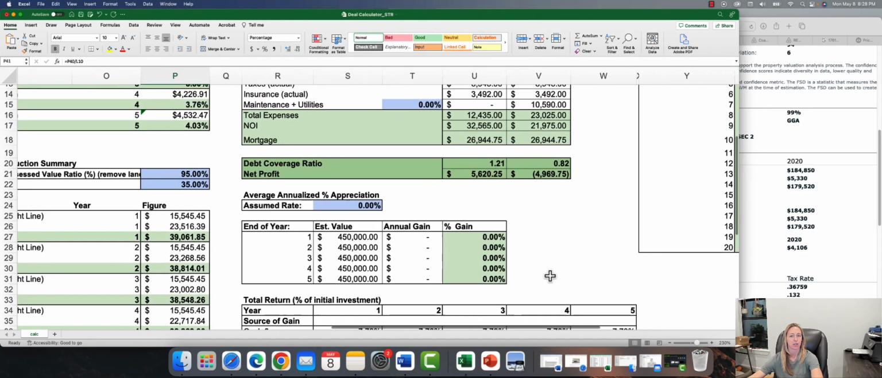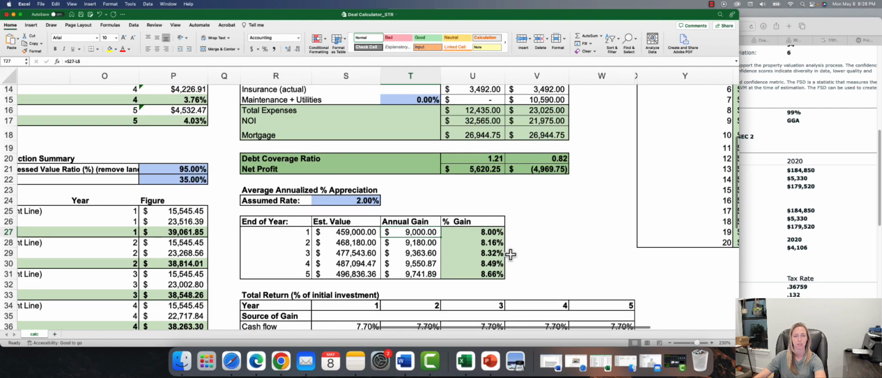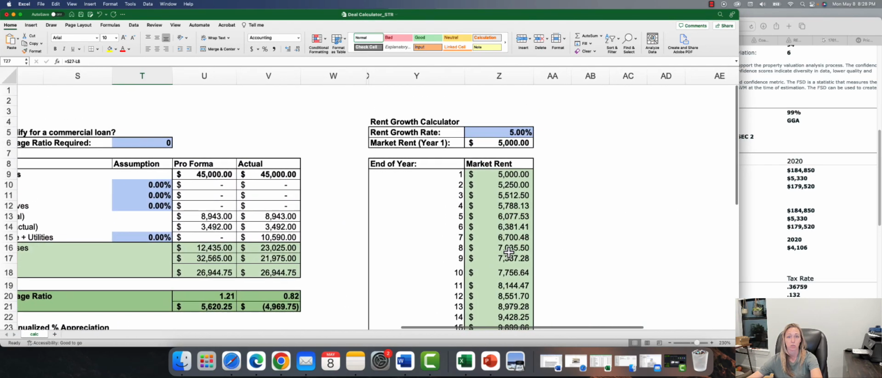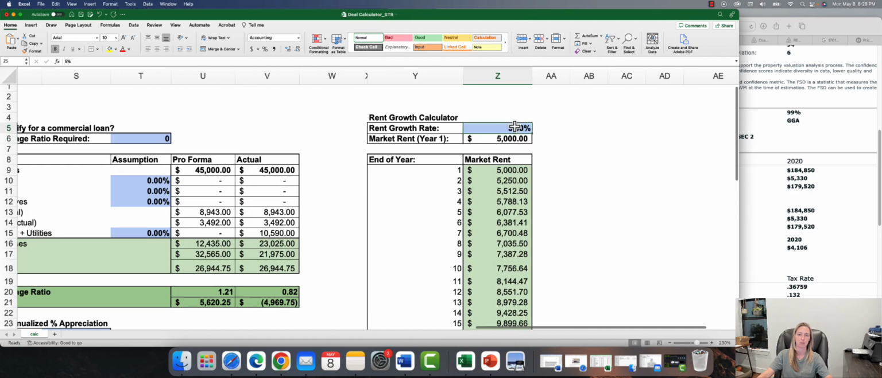And then over here, you can do annualized appreciation. So let's just say, because we've had such a massive appreciation, let's just put 2% over the next 5 years. Even then, you've got an annual gain of $9,000, $10,000, so $50,000 over the next 5 years, which is fantastic. And then the last thing, which we all know, is that rent is increasing. Right now, everything's going up, right? So for here, I would say it's at least 5%, maybe even higher, but let's leave it at 5% for now.